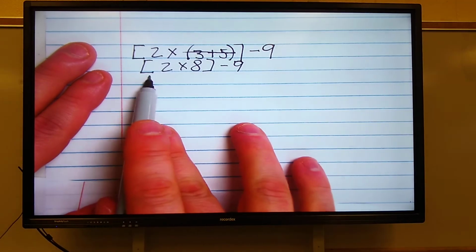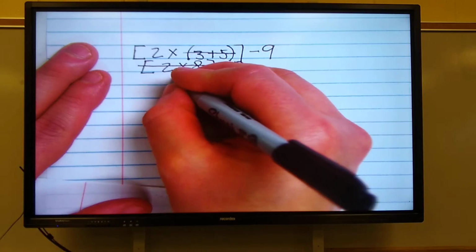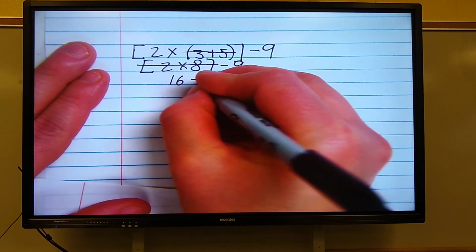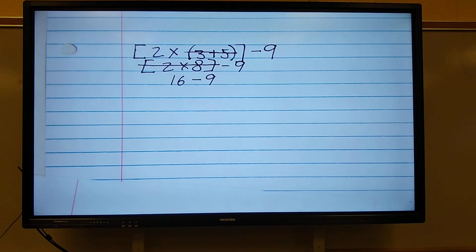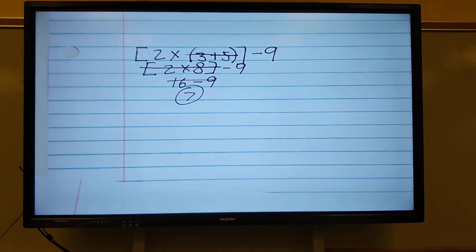I still have brackets, so I got to do that first. 2 times 8 is 16. Bring down the rest of the problem. I do not bring down the brackets because I'm finished with the brackets. So the only thing I have left to do is 16 minus 9, which is 7. And the truth shall set you free.